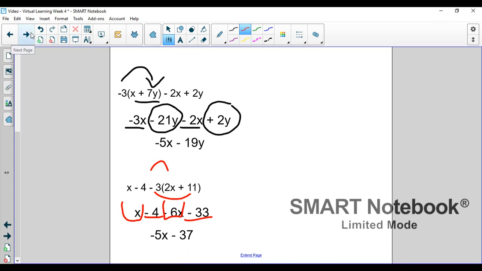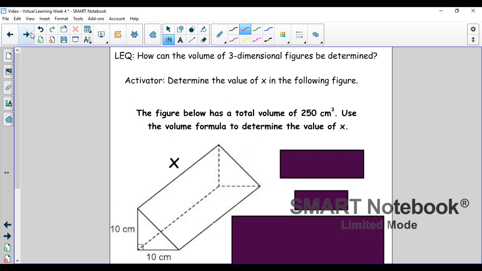All right, moving on to the next page. Now we're going to get into today's lesson. How can the volume of three-dimensional figures be determined? This is going to be a lot similar to last week's lesson. The only difference today is we're actually going to work backwards with volume.